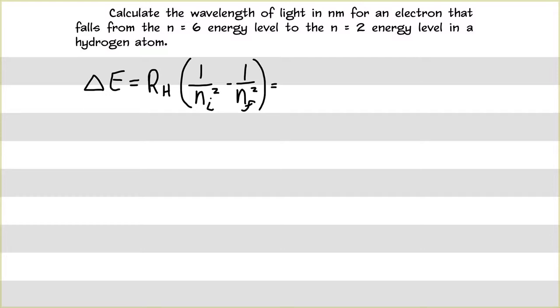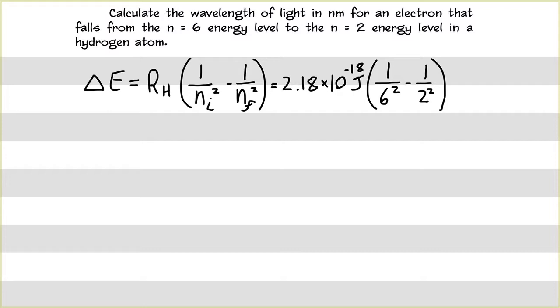And let's go ahead and plug in the numbers. The first number is the Rydberg constant, and that is a constant, so you'll always have access to that during a quiz or a test. And I happen to know it off the top of my head. So it's going to be 2.18 times 10 to the power negative 18 joules times the quantity 1 over the initial energy level, which is going to be 6 squared, minus 1 over the final energy level squared, which is going to be 2 squared.